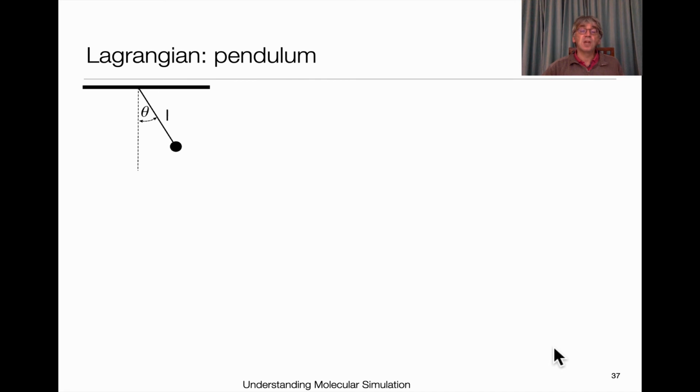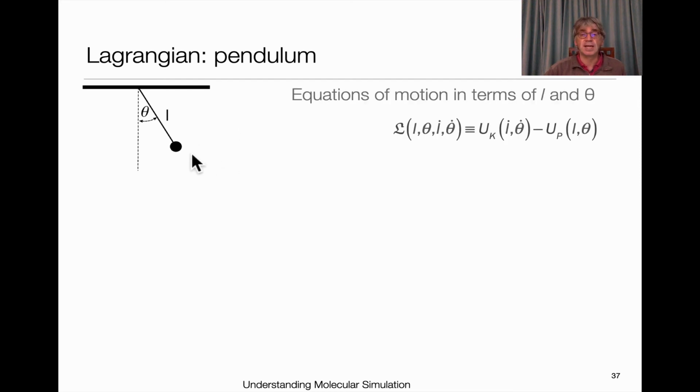Okay, let's now take an example, and this example makes clear what the advantage is. The question is, can we write down the equations of motion of this pendulum? This thing is oscillating around, but it's much more convenient to describe the equations of motion in terms of theta rather than x and y coordinates. So let's see how we can do that.